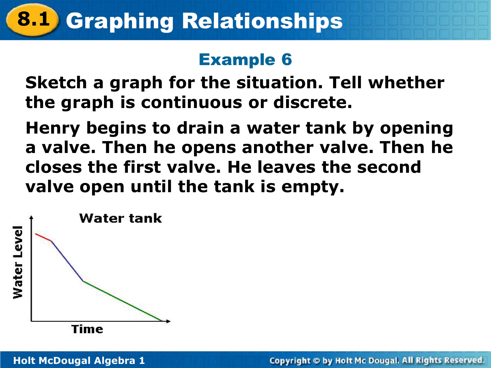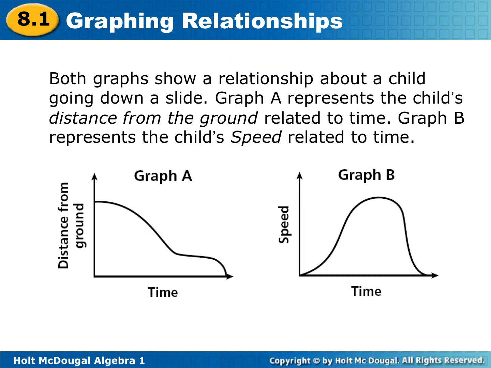Okay, so looking here, sketching this graph. Henry begins to drain the water tank by opening the valve. He then opens another valve, then closes the first. He leaves the second valve open until the tank is empty. This would be an example of it being continuous. Now, how you knew that without me even saying anything was that it was a connected line. Okay?